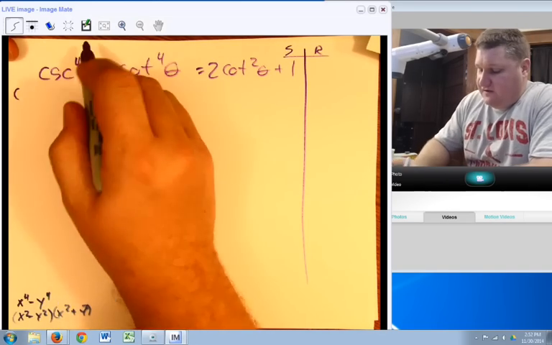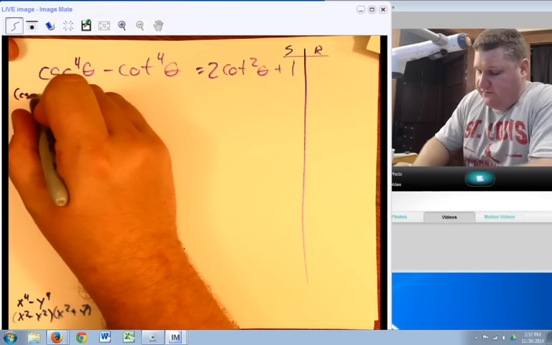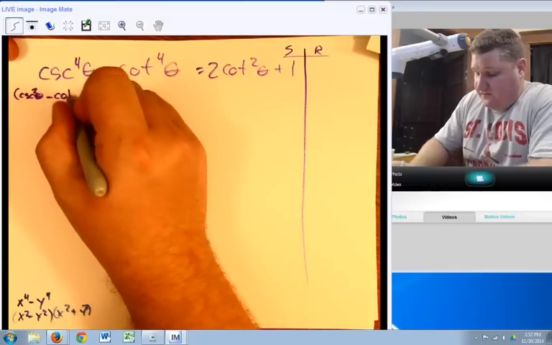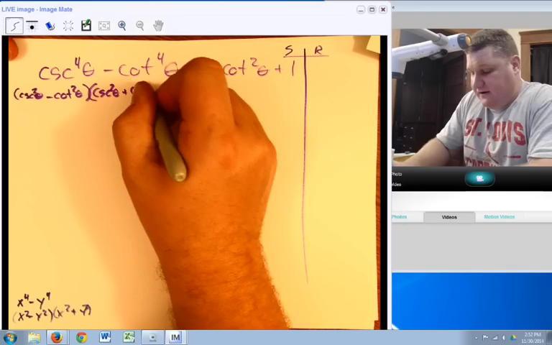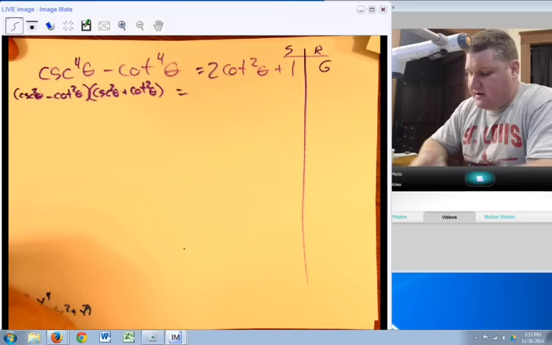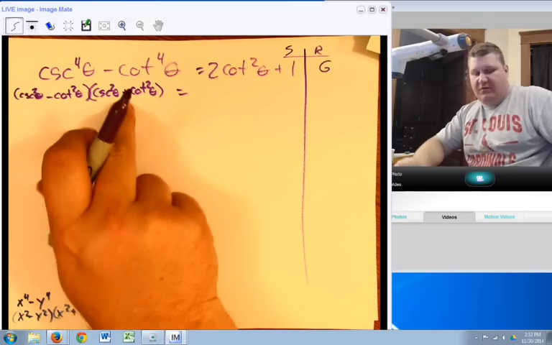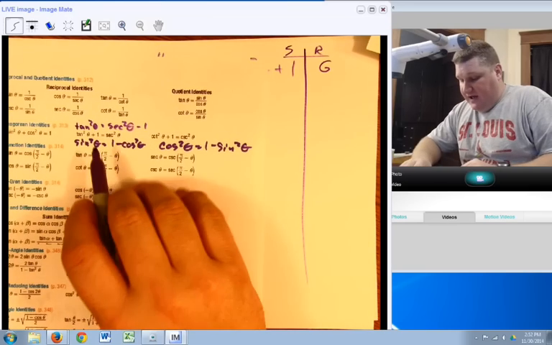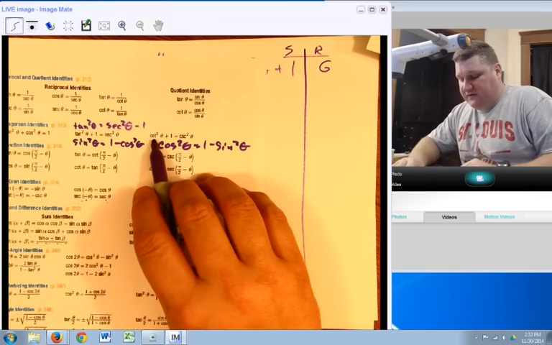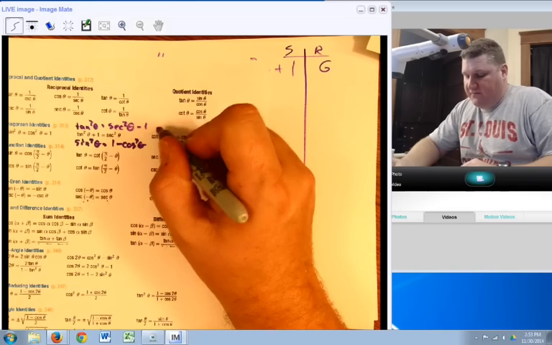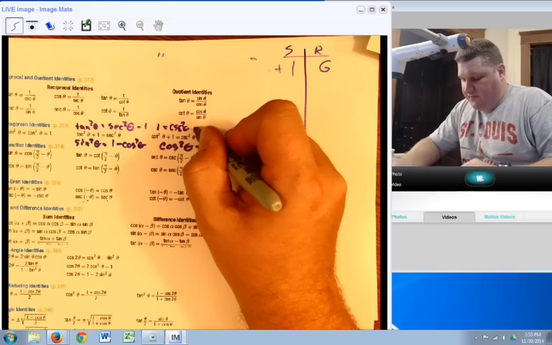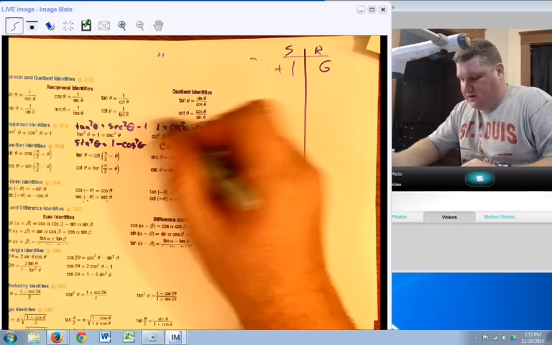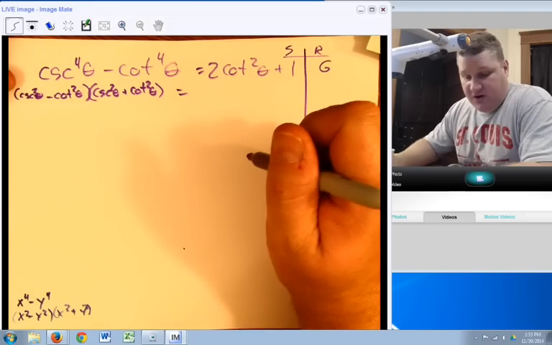In this case, I have cosecant to the fourth theta. So, I'm going to say cosecant squared theta minus cotangent squared theta times cosecant squared theta plus cotangent squared theta equals. I'm not even going to write it down because I already know what it is. It's given. Now, I'm going to look at this and go, wait a minute, surely one of those is a property. And in fact, here we go. Cotangent squared plus 1 equals cosecant squared. Well, I could leave 1 over here, and that's cosecant squared theta minus cotangent squared theta. That's going to equal 1. Well, that is super duper helpful.